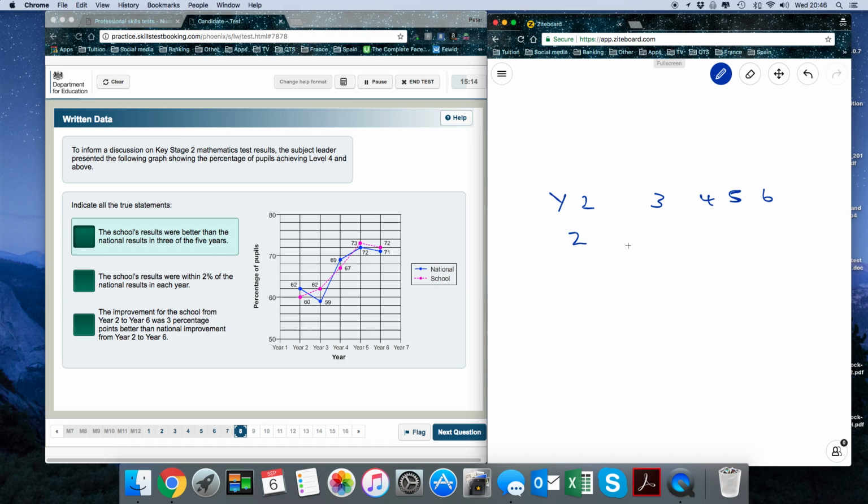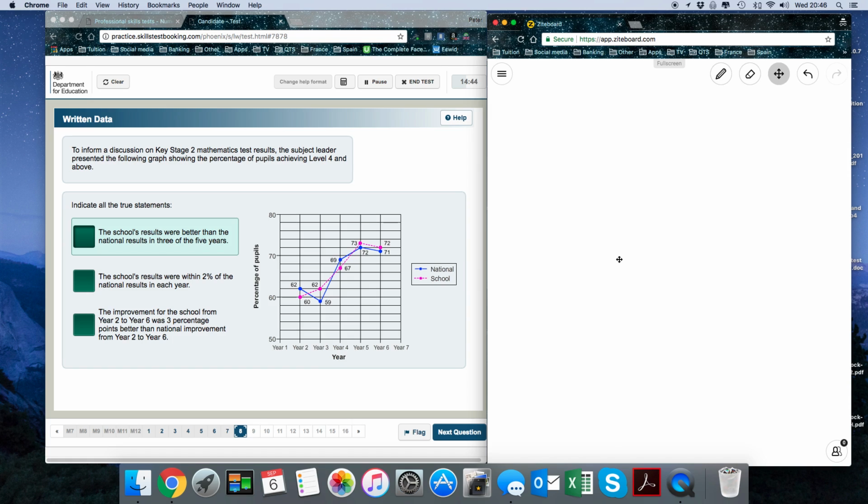When you look at year 3, 62 take away 59 is 3. Now as soon as we've got that 3, we don't need to carry on, because the statement said that the school's result was within 2%. Well, it isn't. 3% is outside of that. So you're looking for numbers between 0 and 2, inclusive. Okay, we've got a 3. This is a false statement. Okay, let's move on to the third statement.